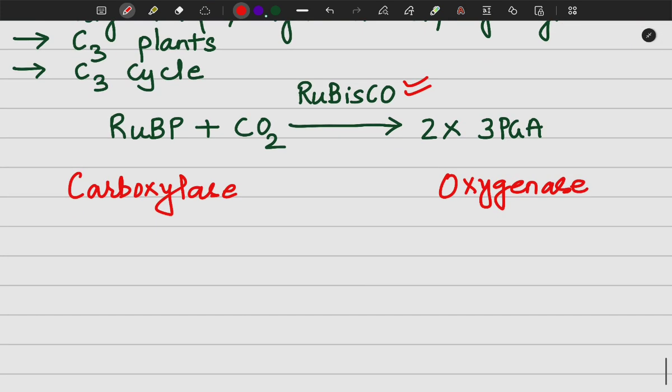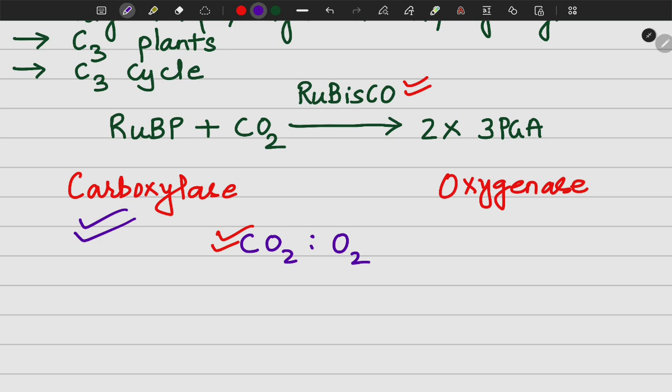So if the ratio of carbon dioxide and oxygen is equal or nearly equal, then it shows affinity for the carbon dioxide and shows carboxylase activity, where it will add carbon dioxide, like what is happening in the carboxylation step of the C3 cycle, and 3-phosphoglyceric acid will be formed.